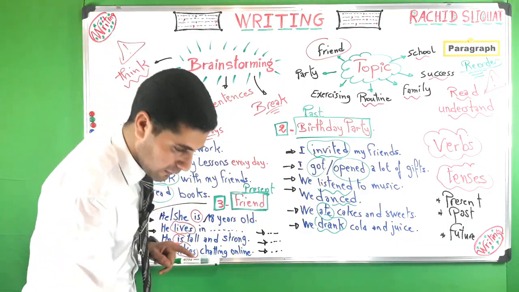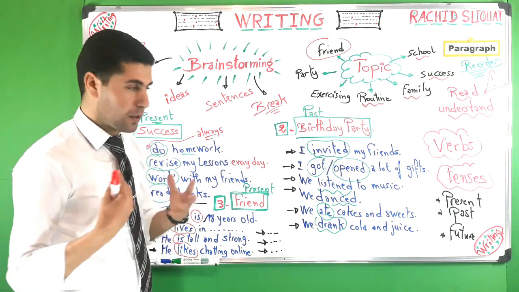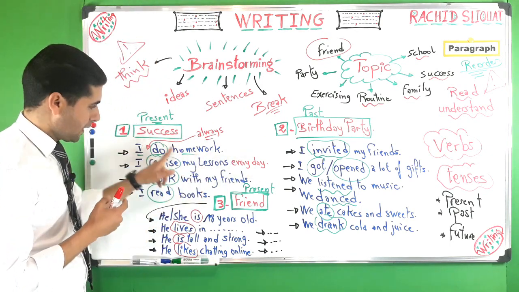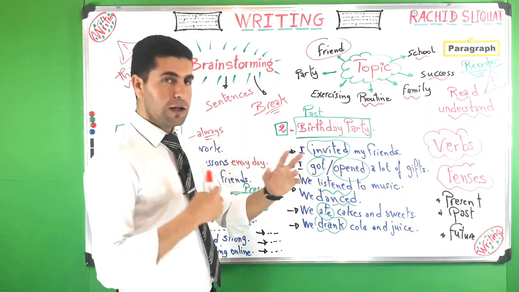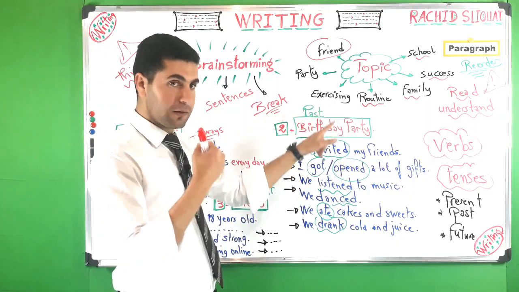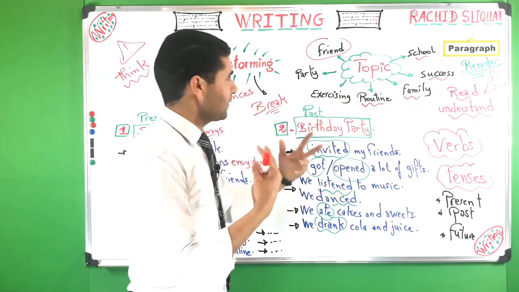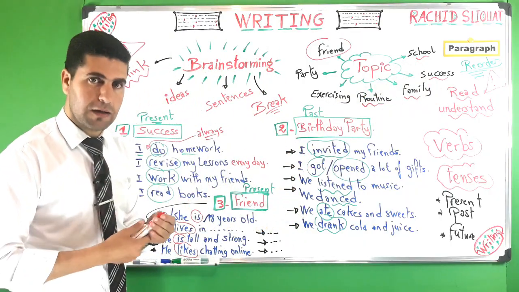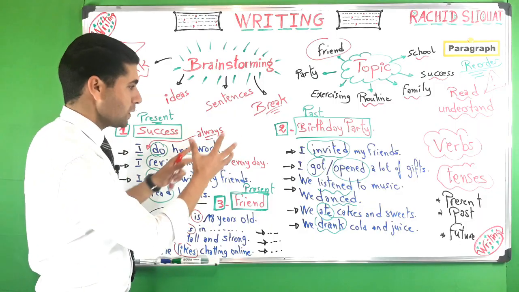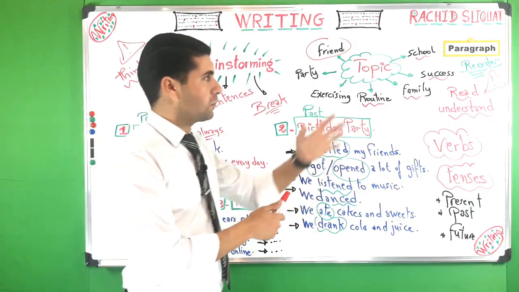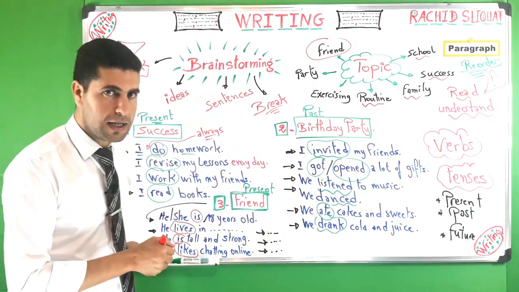Please don't forget to practice brainstorming. Take, for example, here we did success, friend, and birthday. Try to work on exercising, try to work on routine, family, for example, school, etc. Try to practice that again and again, like what we did here, okay. So when you practice this, that will be easier for you to write paragraphs, okay.